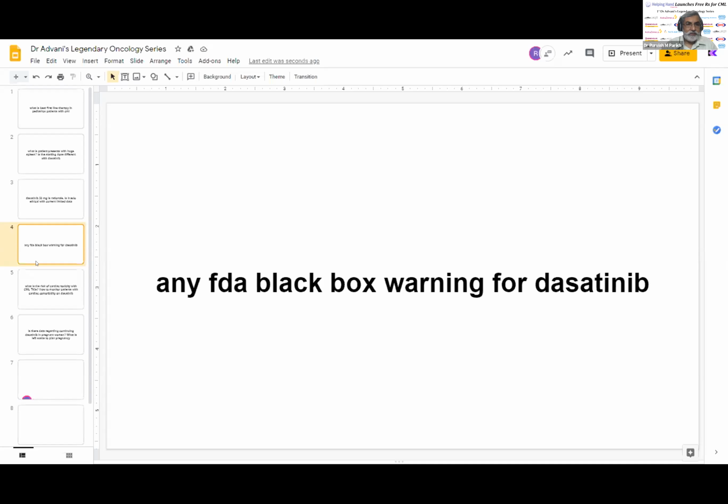Right. Next question, is there any FDA black box warning for Dasatinib? Not that I know of. Right. So what are the toxicities that you would consider important when a patient is being given Dasatinib? Fluid retention, most important, sir. Pleural effusions. Sometimes some patients have come with a massive hydrocele, severe peripheral edema. These are common. And the incidence of vascular complications is quite less, I would say. So I think fluid retention is something that we see most commonly.